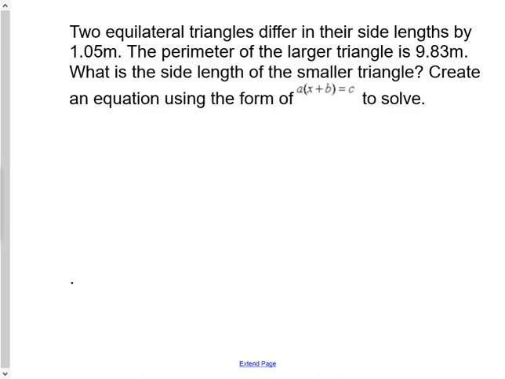Question 2 in our story problems from section 8.3 says two equilateral triangles differ in their side lengths by 1.05 meters per side. The perimeter of the larger triangle is 9.83. What is the side length of the smaller? So, first thing I'd like to see on your answers for your test is drawing both of them.